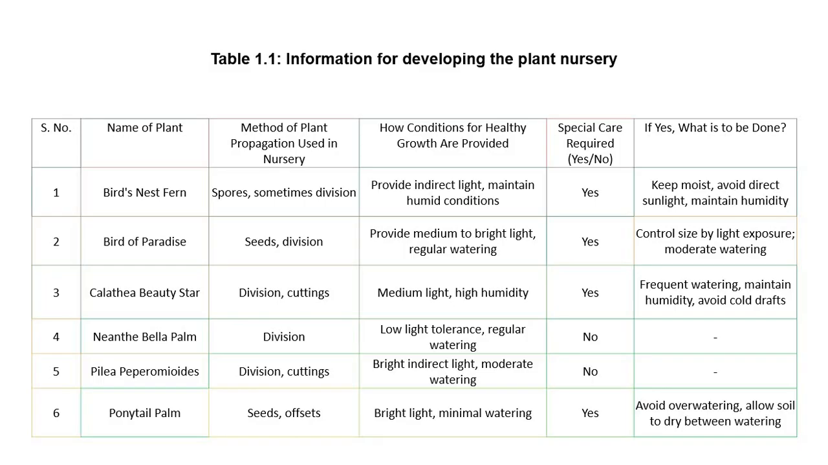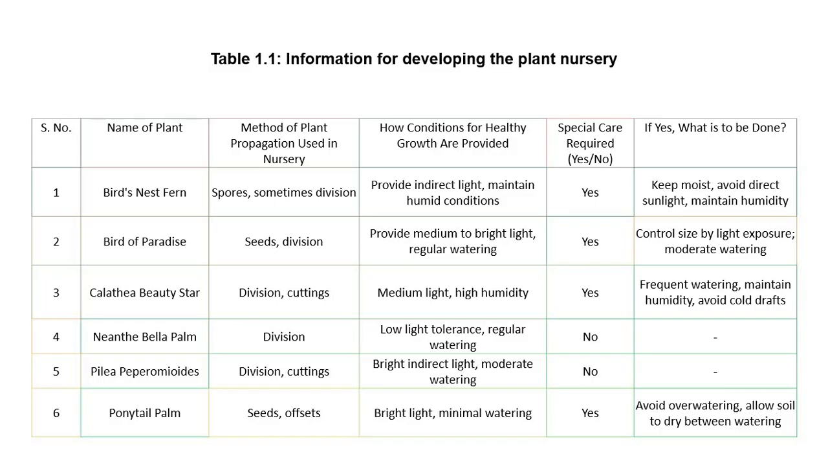Bella palm. Method of plant propagation, division. Conditions for healthy growth, low light tolerance, regular watering. Special care required, no. Pilea peperomioides. Method of plant propagation, division and cuttings. Conditions for healthy growth, bright indirect light, moderate watering. Special care required, no.